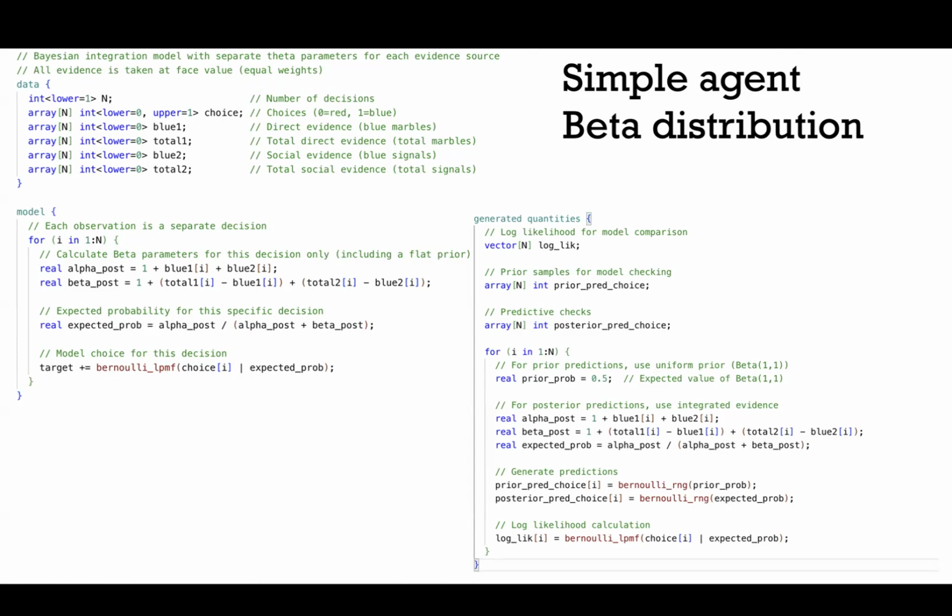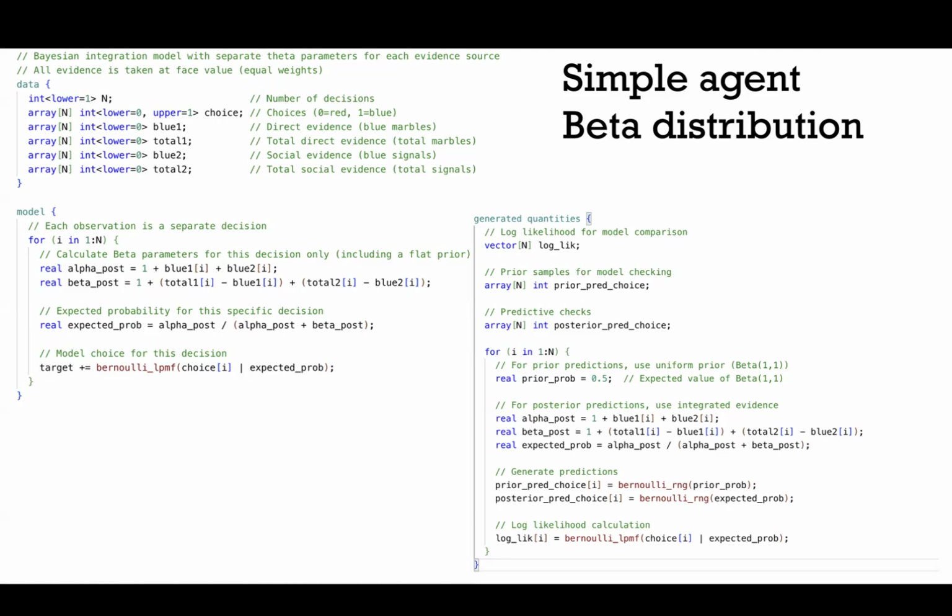We give it the array of total, how many marbles are sampled, which again, we could have put as an integer, but that gives us more flexibility because we can change that. We could make a simulation where sometimes you sample 5, sometimes you sample 7. And then we do the same for blue 2 and total 2. And finally, we have as the second piece of data choice, what the model is actually choosing.